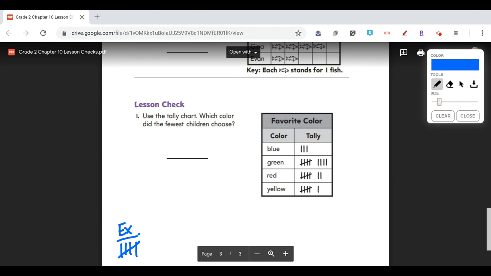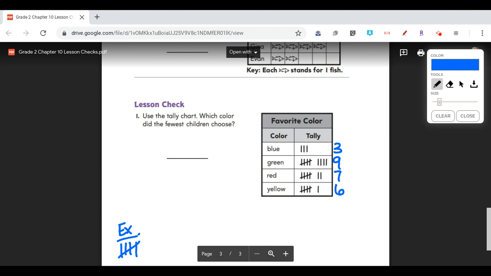Okay? So when we look at these tally marks for blue, we have 1, 2, 3. So we knew that 3 children selected blue as their favorite color. For green, there's a group of 5, and there's 1, 2, 3, 4 more. So if I have a group of 5 and I add 4 more, I get 9. Same thing for red. If I have a group of 5, because I know when I have a slash, that's a group of 5, and I add 2 more, I get 7. And for yellow, I have a group of 5 and 1 more, which is 6.